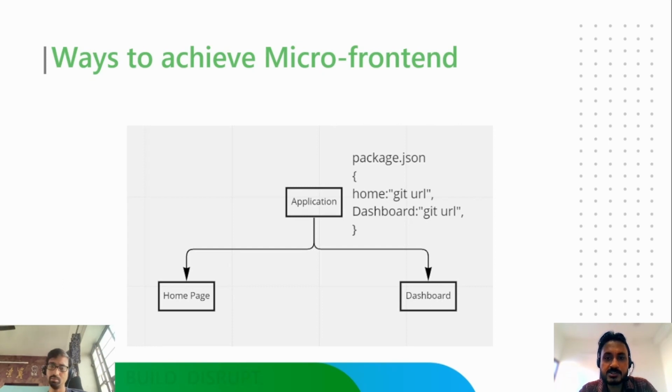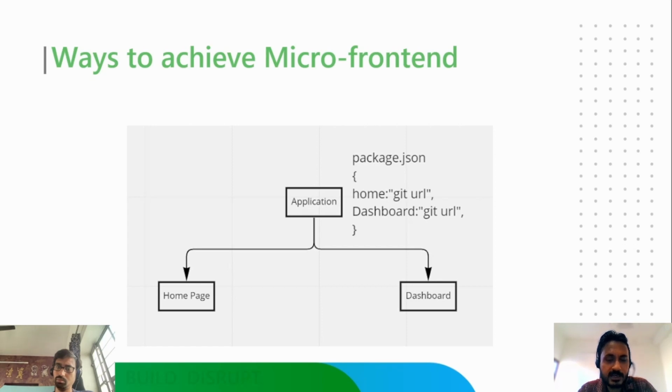And inside the package.json file of the application, or the shell container application basically, we will have two entries, home and dashboard, where we will mention the Git URL. So you build the dashboard independently and push the code, the distribution file, to the dashboard repository, and that becomes part of the node modules of the application or the shell.